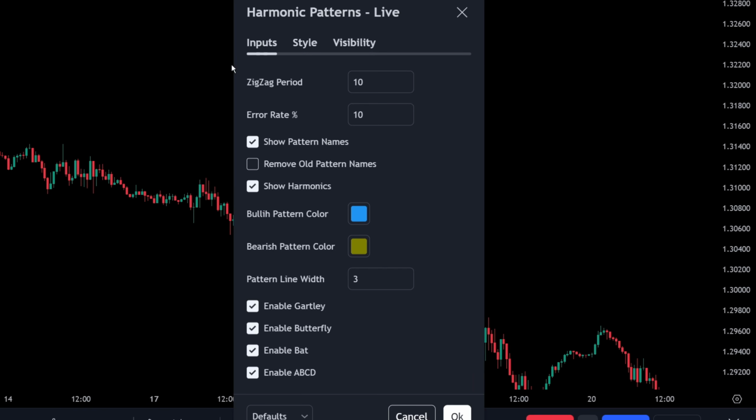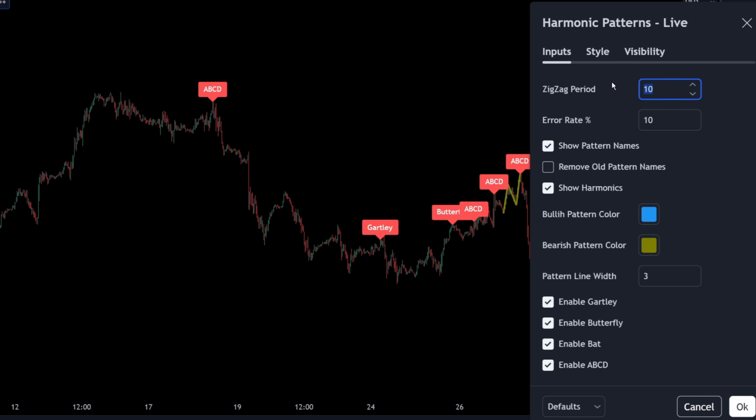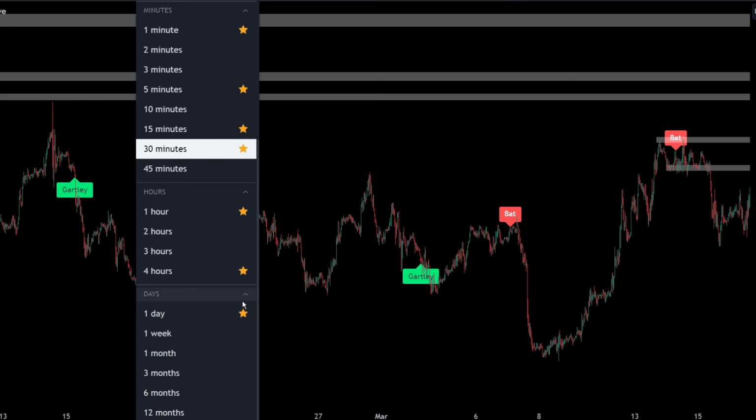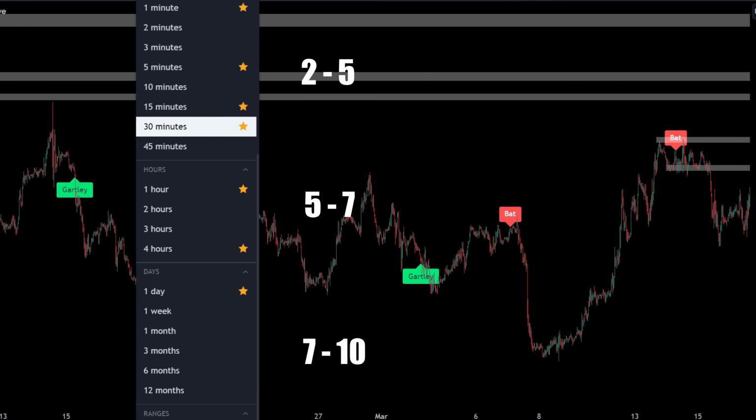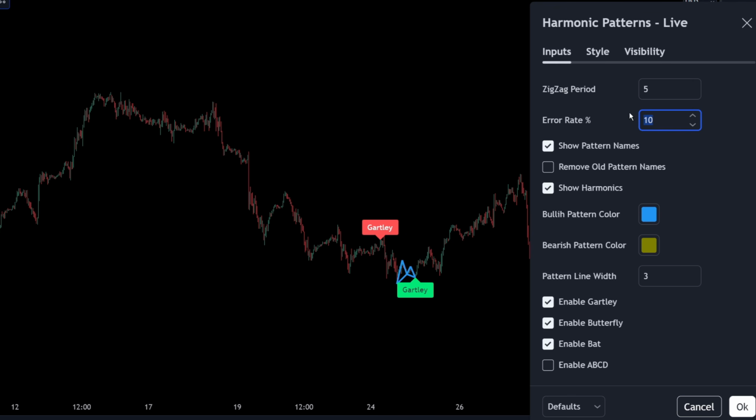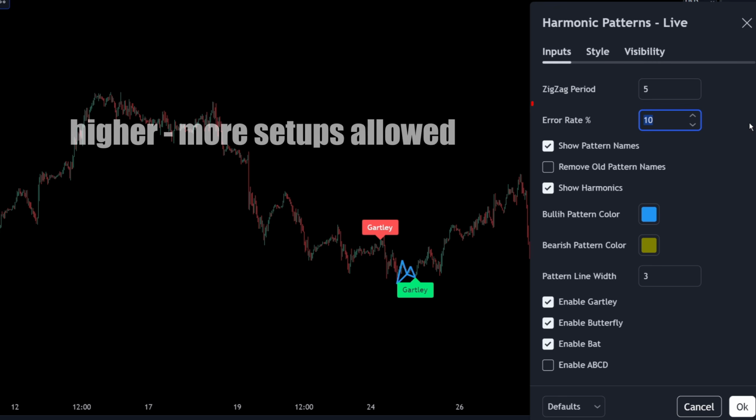Here, you can also change the zigzag period. The larger the period, the more price movement is needed to generate a pattern. You can adjust this based on the time frame you are trading on. Sometimes, the patterns might not be perfect, so you are also able to configure the error rate percentage.